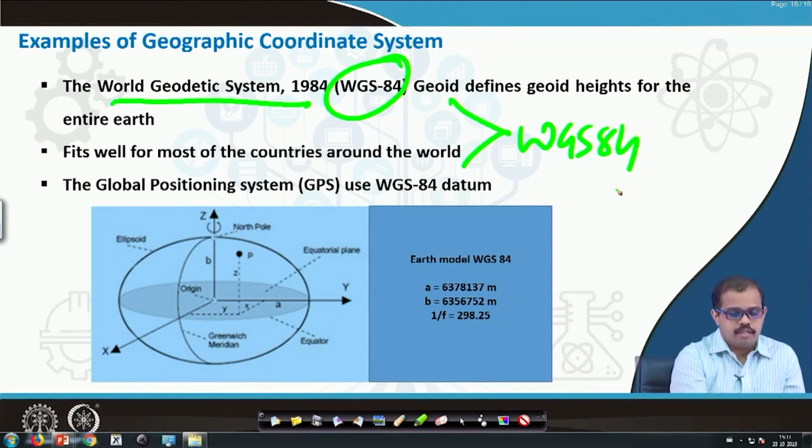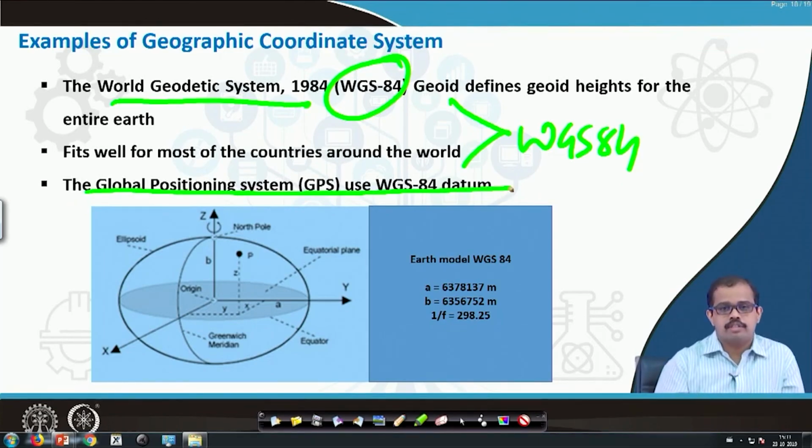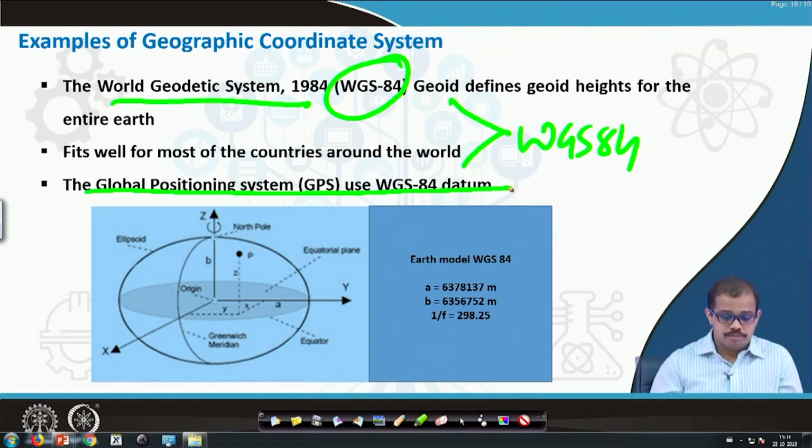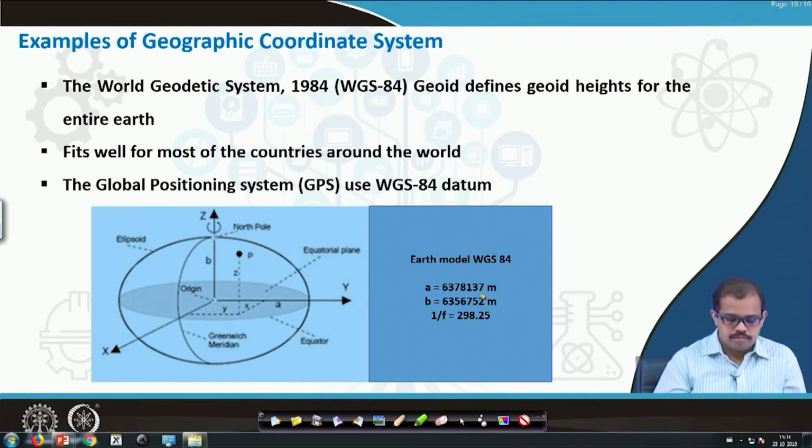Then you have the global positioning system, which uses WGS 84. So the system where you are collecting your data is also in WGS 84, and it is fair enough to use your system also in WGS 84. So it is representing an earth model in terms of WGS 84. Normally it is in the form of meters. Both the measurements are in the form of meters.